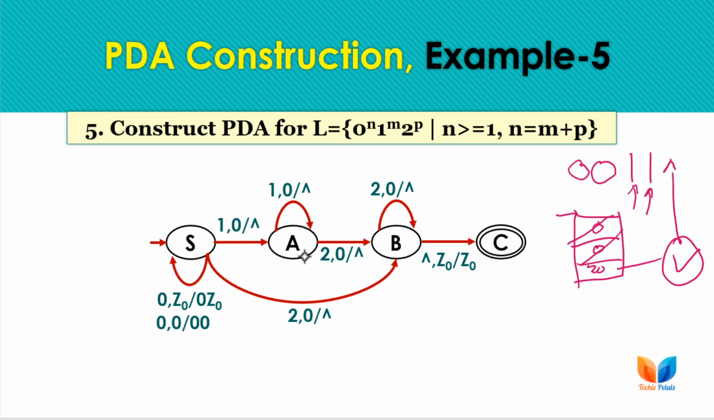So from ones we make this transition to the final state: if the input is null and the stack top is z0, replace it with z0 if we are having acceptance by final state. So if we have a string of zeros and ones only, it must also be accepted. So we have a path from A to C for the same.